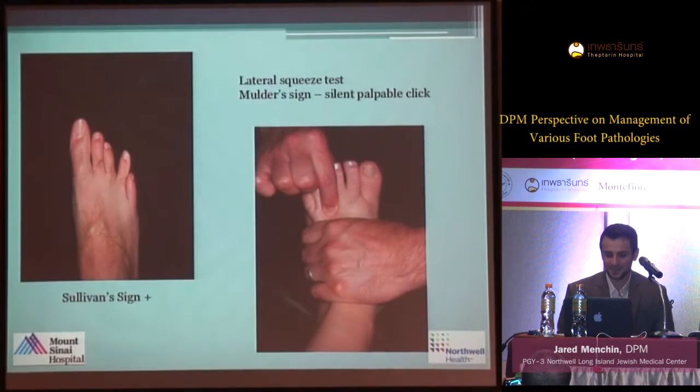Clinically, what you can do is a lateral squeeze test, where you compress the metatarsal heads together and see if you can mimic the pain that they're feeling. You can also do what's called a Mulder's sign, where you move the adjacent metatarsal heads and try to catch that thickened neuroma within the heads, and you should feel a palpable click. You're not going to hear anything, but you should definitely feel a click. And then something that's written about in the literature that I've never actually seen is called Sullivan's sign, which is kind of a peace sign between the two toes that are affected by the neuroma.